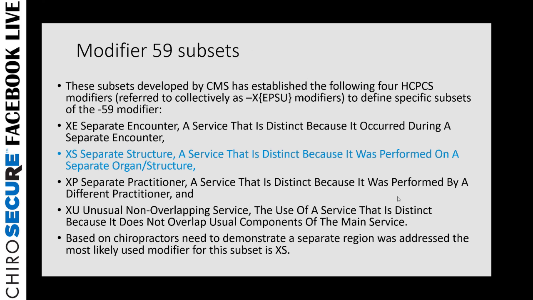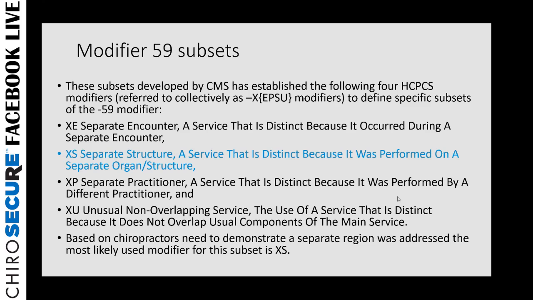And so you'll notice I have all of them listed. XE says separate encounter, which means a separate visit, or XS, a separate structure, XP, a separate practitioner, or XU, that it's non-overlapping. Well, I highlighted the XS in blue because that one is the specific one that a doctor of chiropractic would use, because it says a service that is distinct because it was performed on a separate organ structure. So in other words, I did the myofascial to the shoulder and I adjusted the neck.